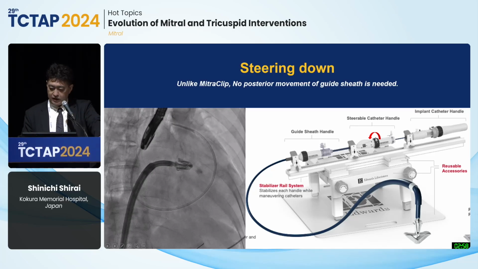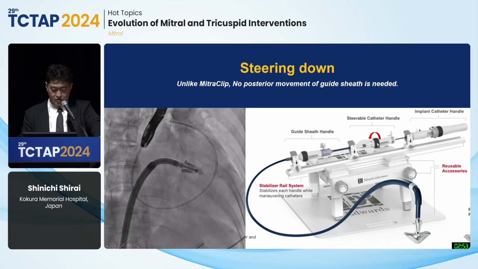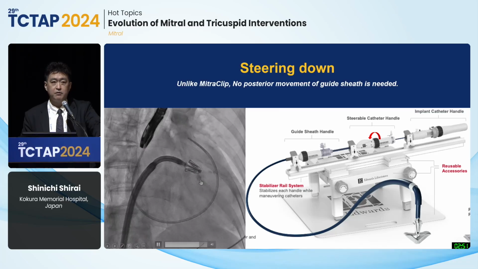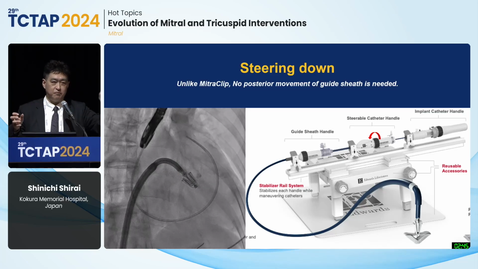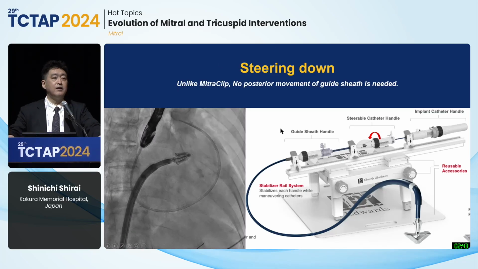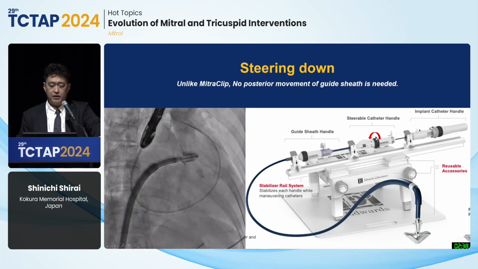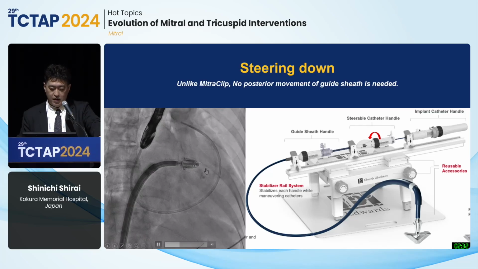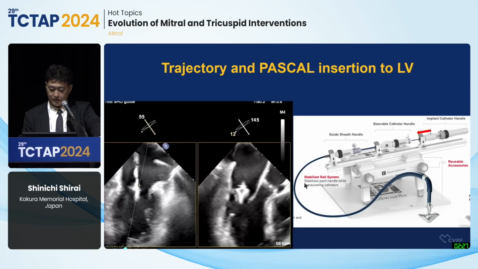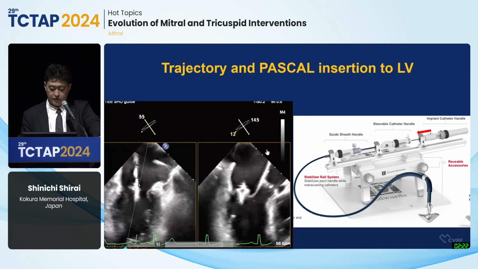And usually this steerable catheter handle is used by turning the knob, going to the mitral valve. Compared with other systems, where an M knob with a posterior guide catheter is needed to steer down to the mitral valve, this device only needs the knob rotated to reach the mitral valve. And the trajectory and the PASCAL insertion are the same as the previous one.